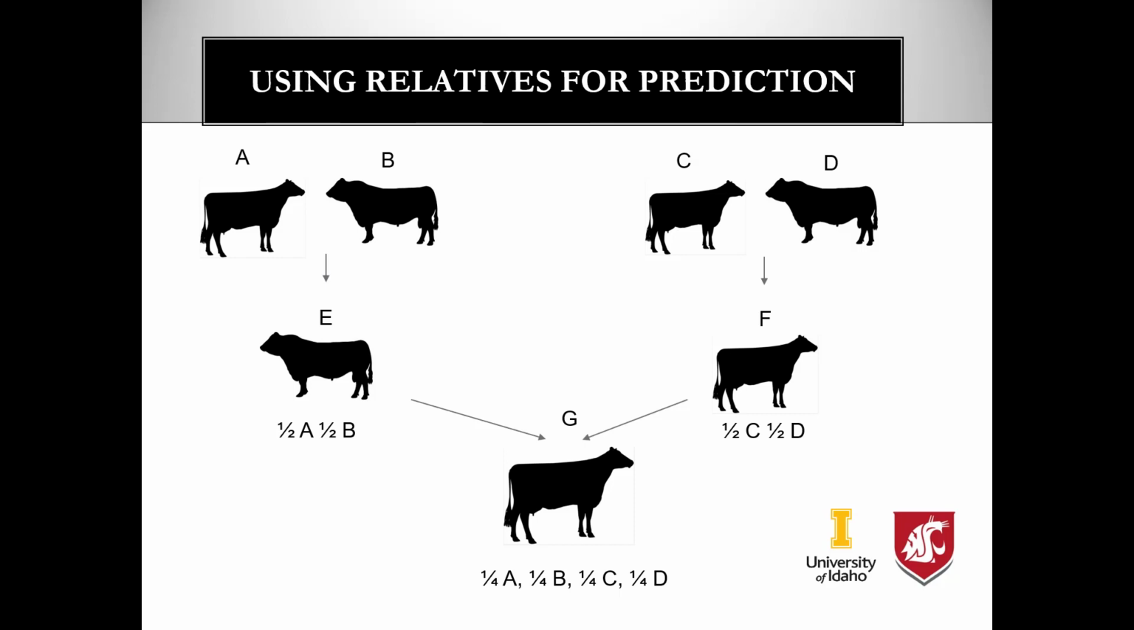So when we breed E and F, their daughter, G, will have half of the genetic information from E and half of the genetic information from F. So in combination, they would have a quarter of A, a quarter of B, a quarter of C, and a quarter of D collectively from the grandparents. That's what we would expect on average. But let's look and see what could happen.